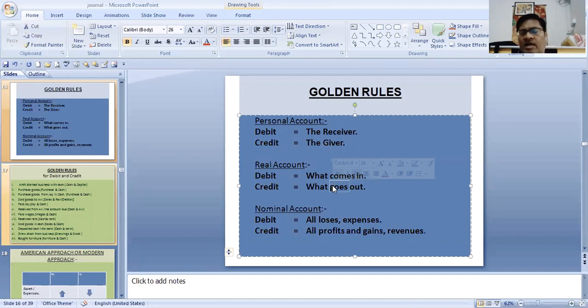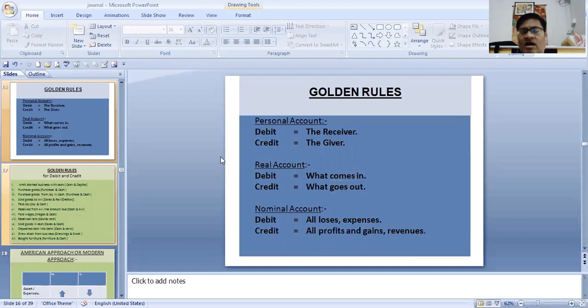Similarly, we have nominal account. Nominal account says all losses and expenses are debited and all profits and gains and revenues are credited. For example, paid wages. Wages is an expense, so it will be debited. And what is going out? Cash. Cash is going out. That is a real account, so credit. See, we have one real account involved, one nominal account involved. Yeah, one personal account involved, one again real account involved. It is this involvement by which we will be able to understand which account of the transaction we need to debit and which account we need to credit.